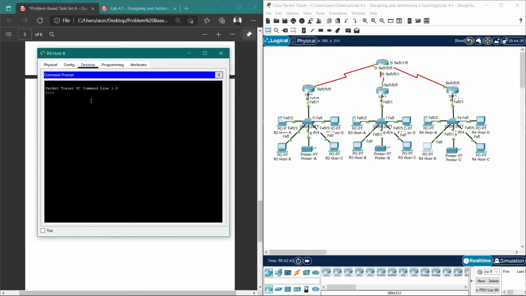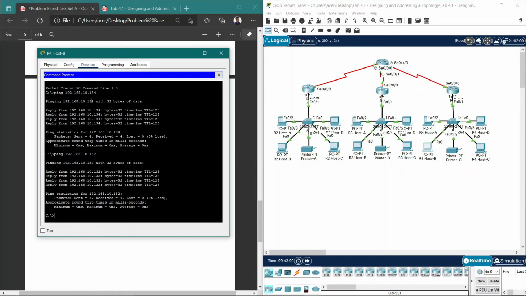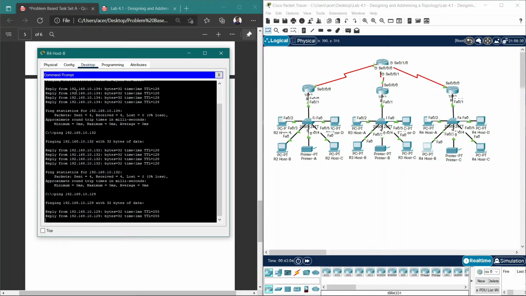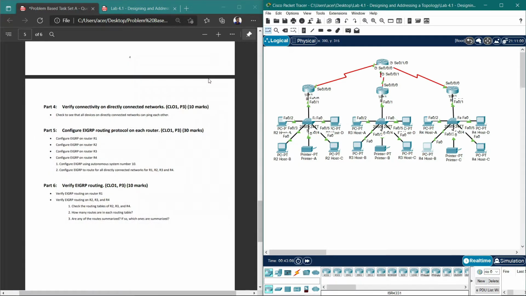Last is from host B to host D. Successful. And the printer is also successful. And the default gateway. By completing that, we can see that connectivity on the directly connected networks is configured.